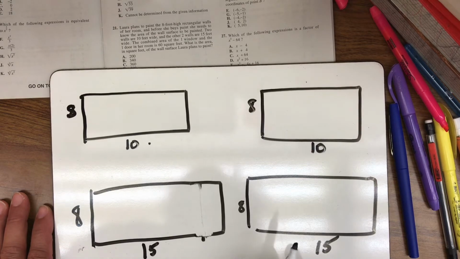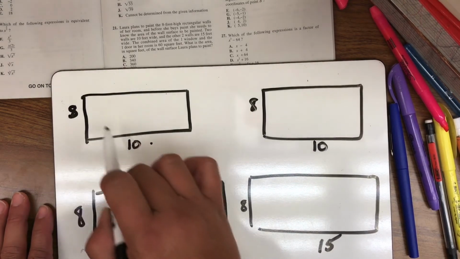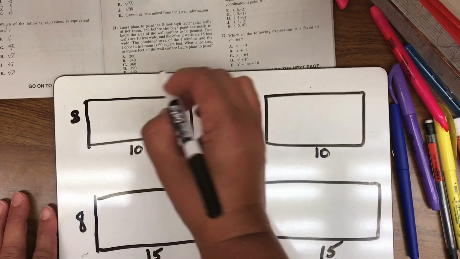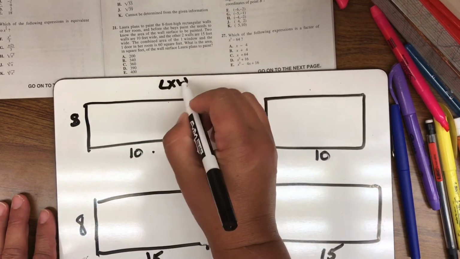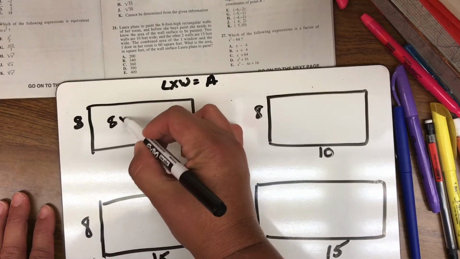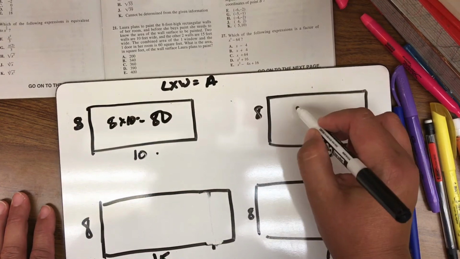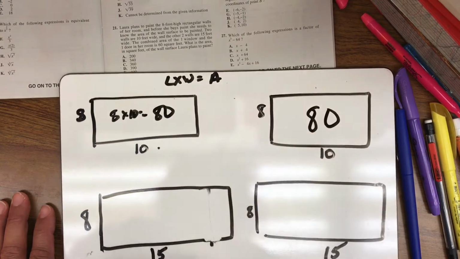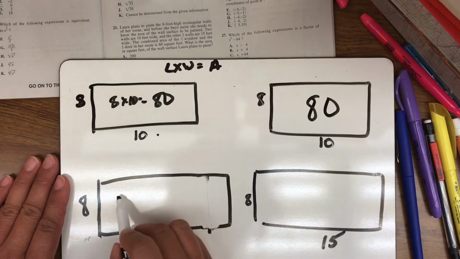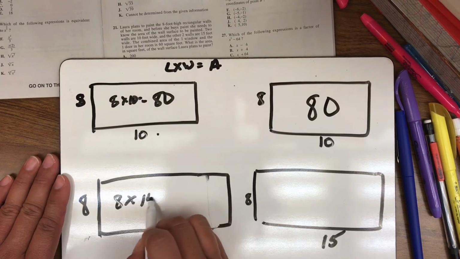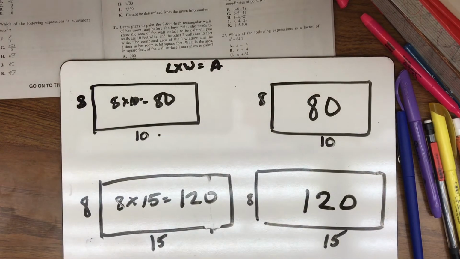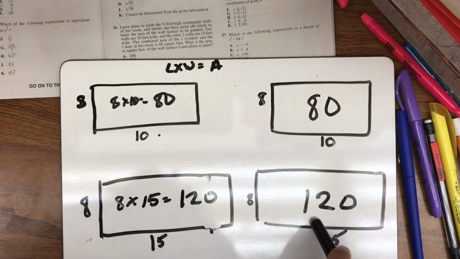So let's find the area of these easily, right? In order to find the area, it's length times width. So 8 times 10 would be 80. Same thing here because it's going to be the exact same wall. And then 8 times 15, I believe, is 120, right? Yeah, so 8 times 15 equals 120. So then this one has to be 120. All right, so this tells me the area of all 4 walls.